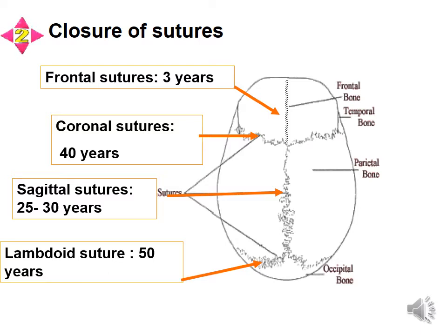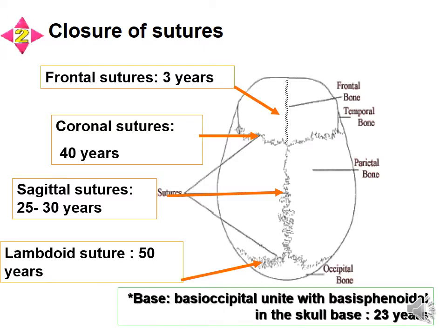And I repeat, the skull is the exception, where the ages of closure are the same for males and females. It doesn't matter whether it's a male skull or a female skull, the sutures close at the same age. The only exception is the suture between the basi-occipital and basi-sphenoidal bones, and this is not in the vault of the skull, it's in the skull base. This suture unites at the age of 23 years in males and at the age of 21 years in females.